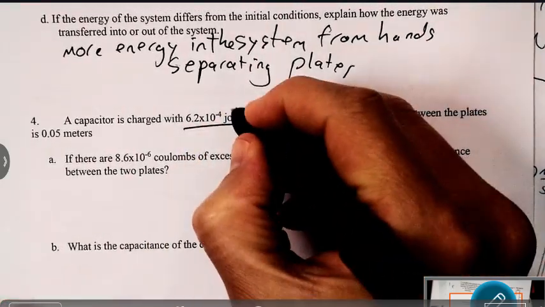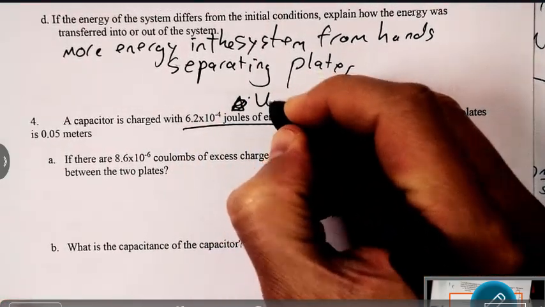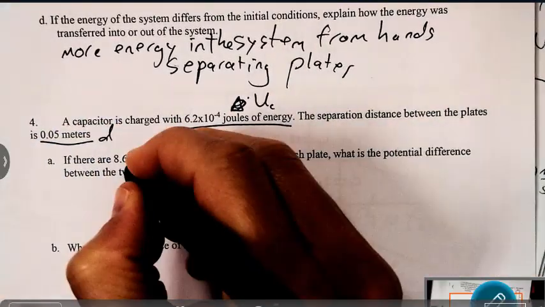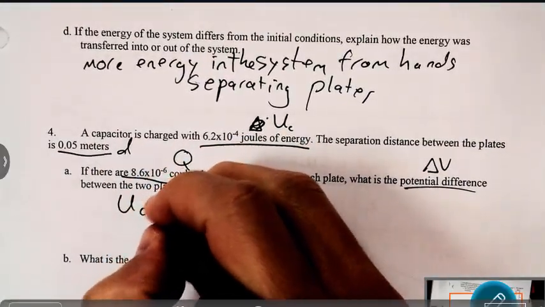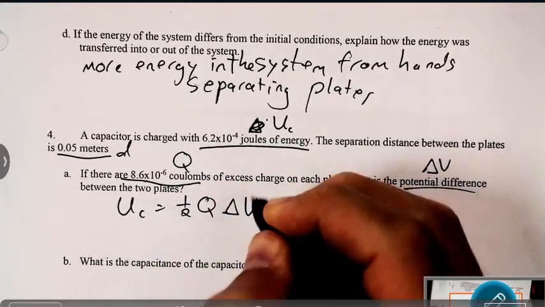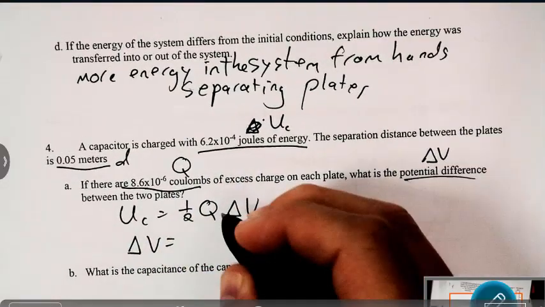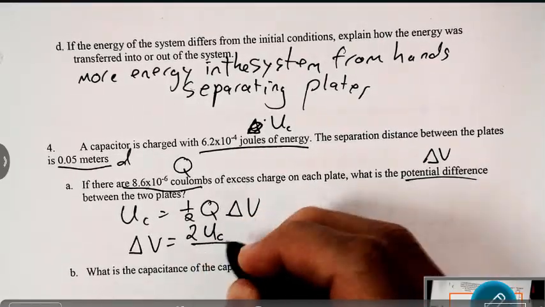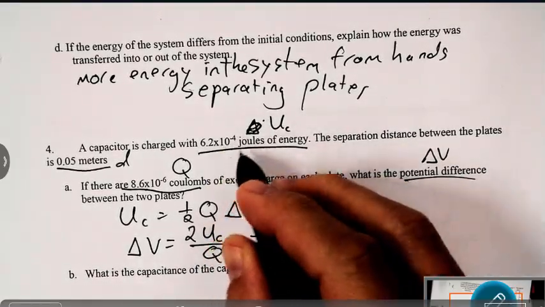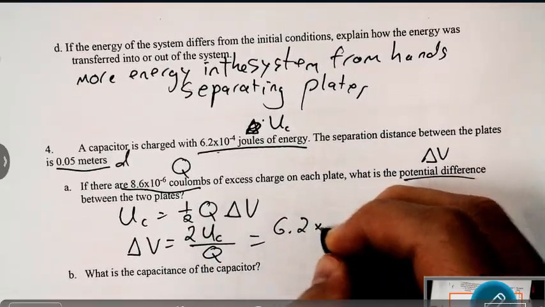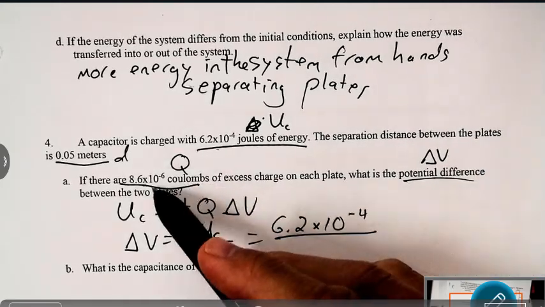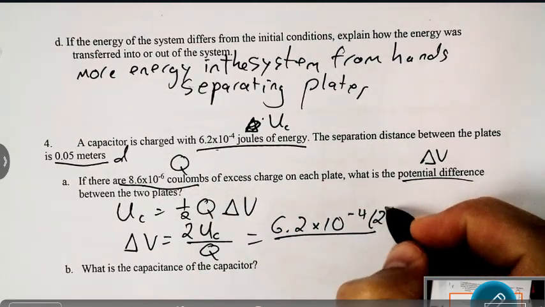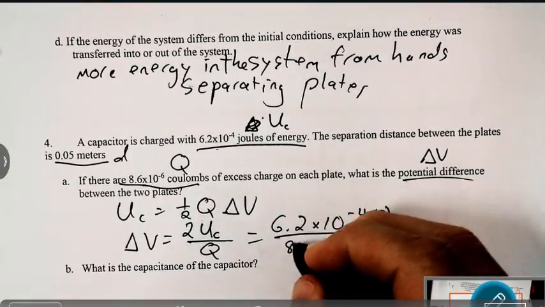Okay, so we have energy, so UC. We have a distance, D. We have a charge, Q. And we're trying to find the potential difference. So I'm just going to use this equation. So UC is 1/2 Q delta V. Or if I solve for delta V, I get delta V is equal to 2 UC over Q. Okay. And so that's 6.2 times 10 to the minus 4th. Times 2, and then Q is 8.6 times 10 to the minus 6th.